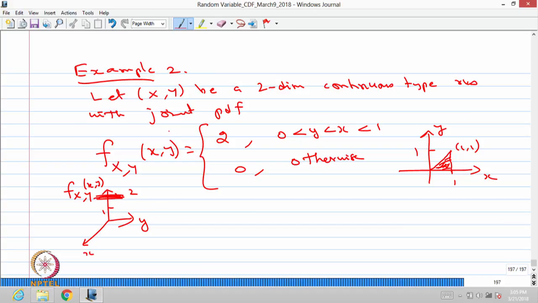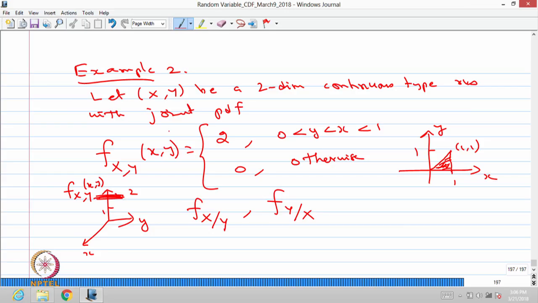So, this is a joint probability density function. Our interest is to find the conditional probability density function of x given y, as well as the conditional probability density function of y given x. To do this, first we should know the marginal distributions of x and y.